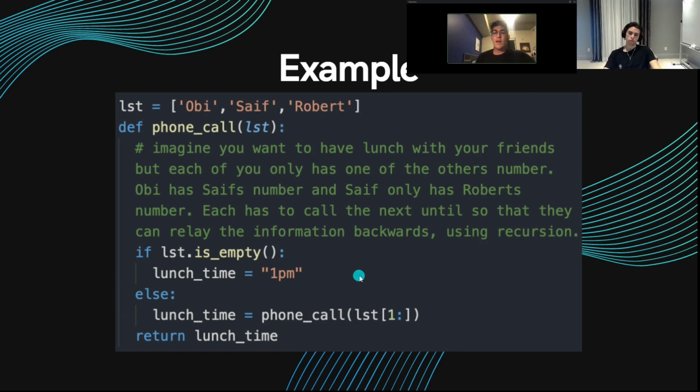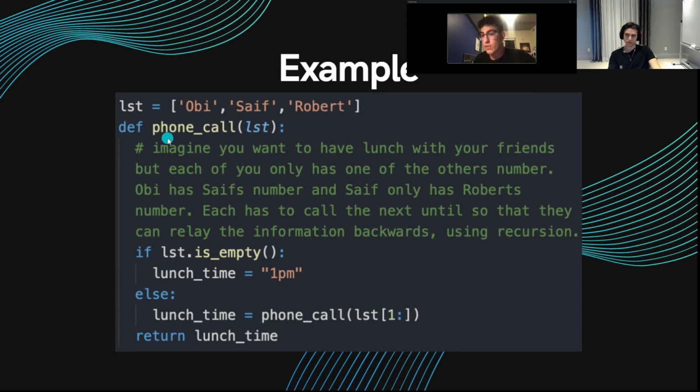So just a quick run through of this. We start off calling phone call of Obi, Safe, and Robert. Robert's the one that is really the master of all this. He knows everybody's schedule. He knows when the perfect lunchtime is. But Obi doesn't have Robert's phone number. So Obi has to call Safe, and Safe has to call Robert, and then Robert has to go back.